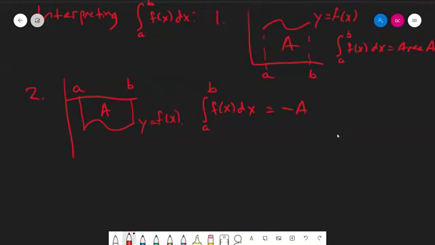Right, so to give just a really simple example, let's say that you have the function y equals -2, just a constant function from 1 to 5. Well, then this figure here is a rectangle, which has a height of 2 and a width of 4, and so the area is 8. But now the integral from 1 to 5 of this function, -2, is going to be -8.